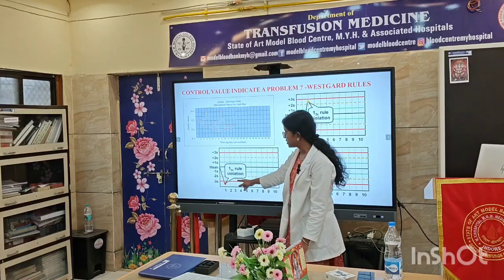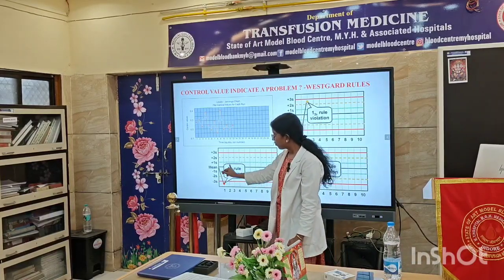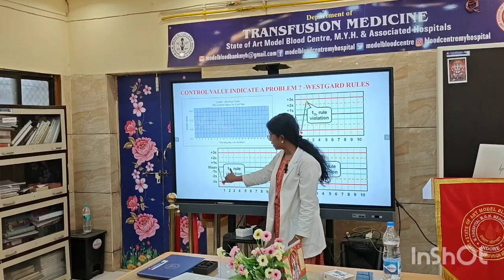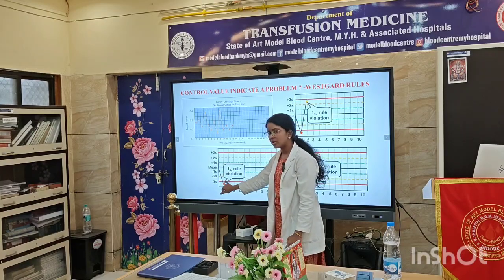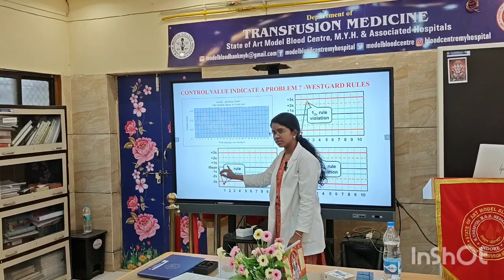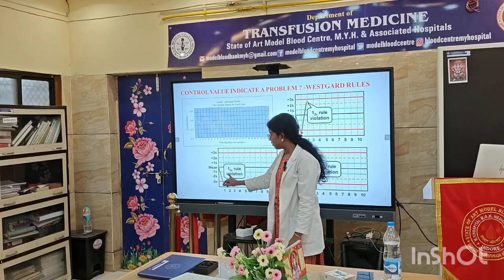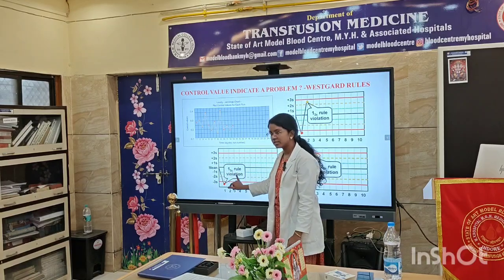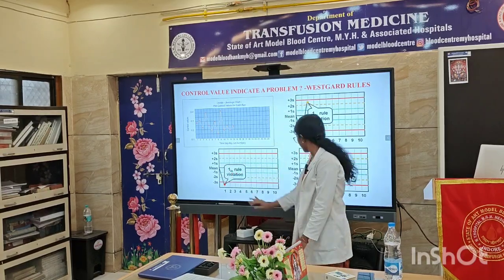Here the rule violation is the 1 3s rule. One time there is a violation in 3 standard deviation. This also is okay, the test is fine, we don't have to repeat the test.